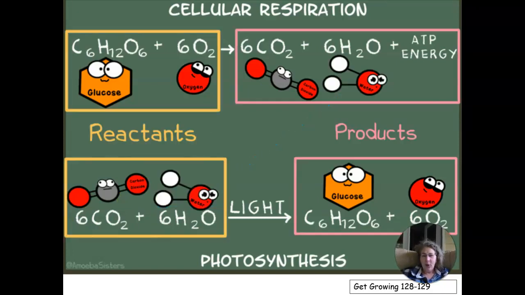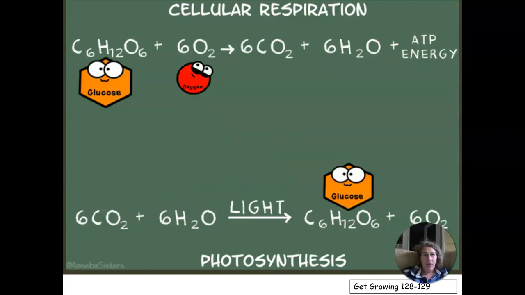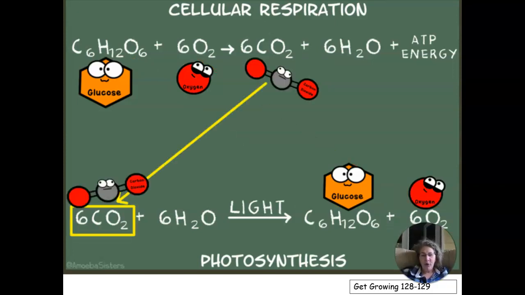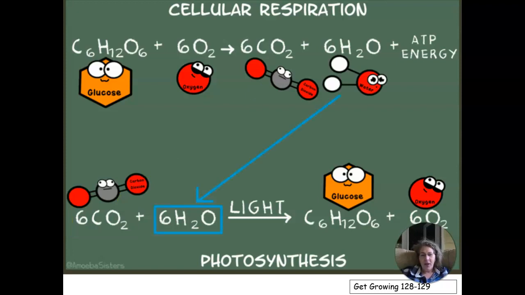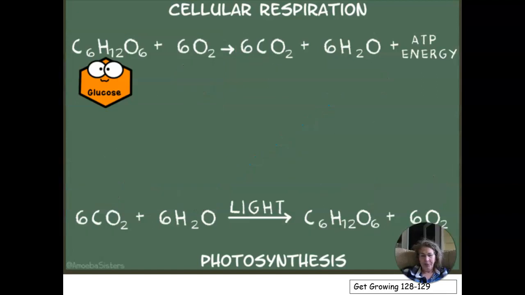And so inside the chloroplast, in pigments, plants take the sunlight, carbon dioxide, and water and undergo photosynthesis, where they use the sun's light to make an organic molecule.